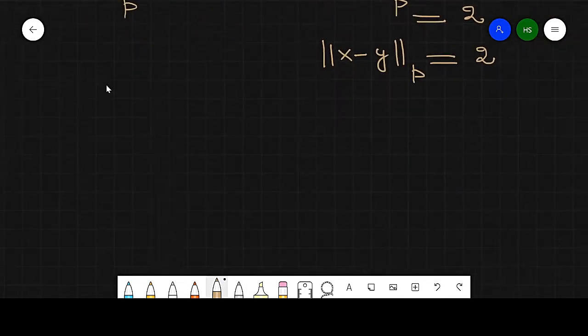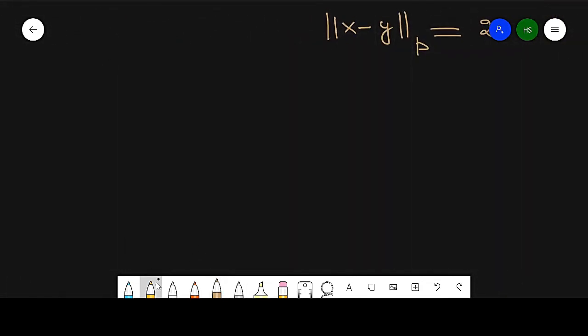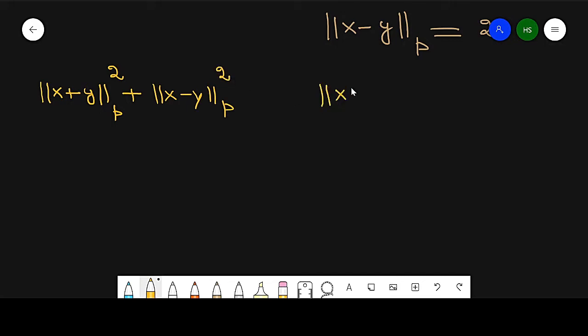So what is the parallelogram law? Norm of x plus y squared plus norm of x minus y squared equals 2 times norm of x squared plus 2 times norm of y squared, all norms taken with respect to p. This is the left hand side and this is the right hand side.